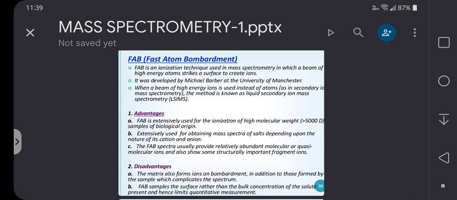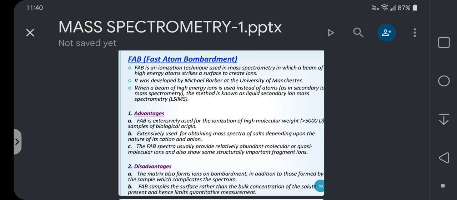Fast atom bombardment, FAB, is an ionization technique used in mass spectrometry in which a beam of high energy atoms strikes the surface of the sample to create ions. When a beam of high energy ions is used instead of atoms, the method is known as liquid secondary ion mass spectrometry. Advantages of fast atom bombardment are: it is extensively used for the ionization of high molecular weight compounds. It is also used for obtaining mass spectra of salts, depending upon the nature of their cation and anion. The FAB spectra usually provide relatively abundant molecular or quasi-molecular ions and also show some structurally important fragment ions.